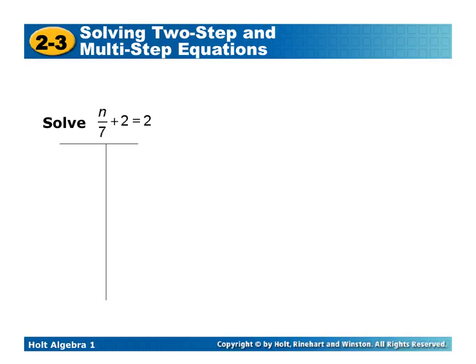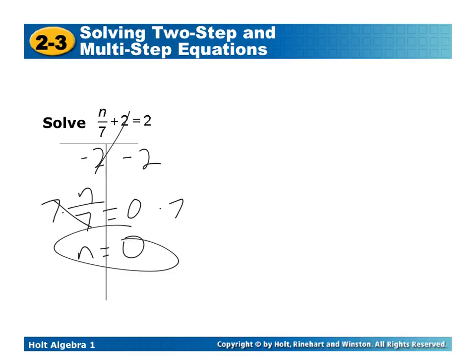Now let's just look at another example. Here we have n divided by 7 plus 2. Since we would divide then add, first thing I'm going to do is subtract. So if I do that, minus 2, these cancel out. 2 minus 2 is 0. So if n divided by 7 equals 0, multiply both sides by 7, and n is equal to 0.